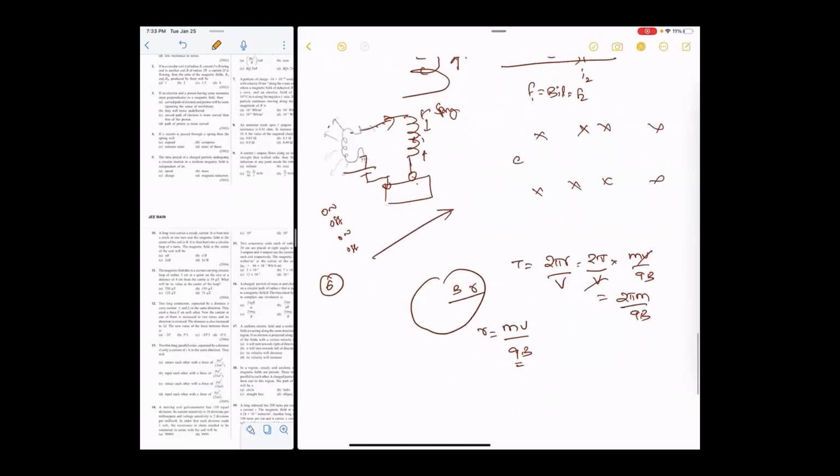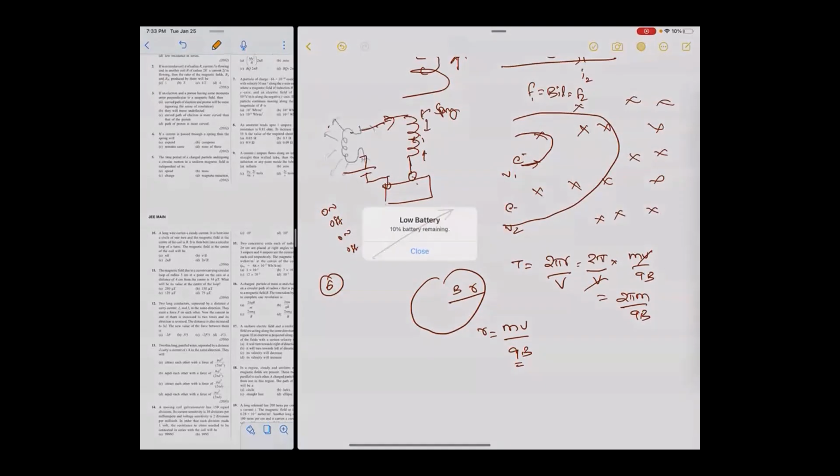If I have two electrons thrown with different velocities, v1, v2. One will go like this, one will go like this. If I ask you a question, what is the relation of v1, v2? If velocity is more, radius will be more. So v2 is greater than v1. What about the time? Times are same. Why are times the same? The formula is independent of velocity.